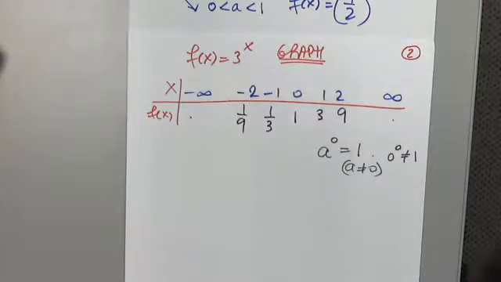9, 3, 1, 1 over 3, 1 over 9, 1 over 27, 1 over 10,000, 1 over 10 million. Where am I getting to? 0. Correct. I'm getting to 0. Okay. Now let's go the other way. 1, 3, 9, 81, 3 to the 5th power, 3 to the 10th power, 3 million. Infinity. We have never seen this before.